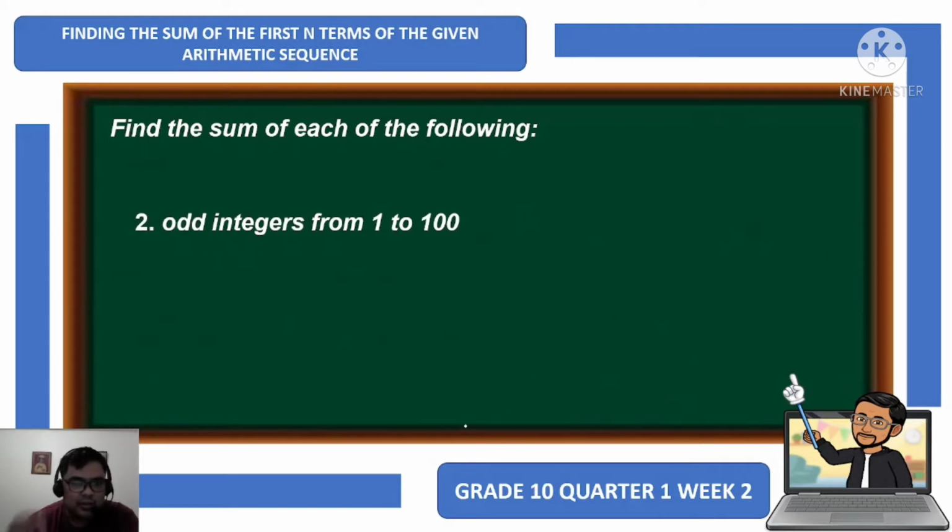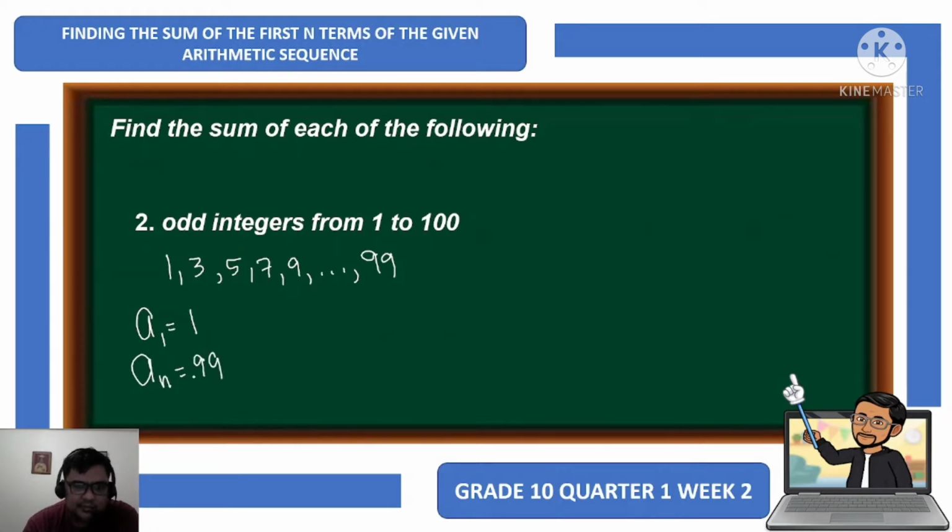Okay? How about number 2? Odd integers from 1 to 100. So what are the terms? So odd integers. So 1, 3, 5, 7, 9, until 99. Okay? So those are the odd integers. So we know that a sub 1 is 1. Then a sub n is 99. The last term is 99.